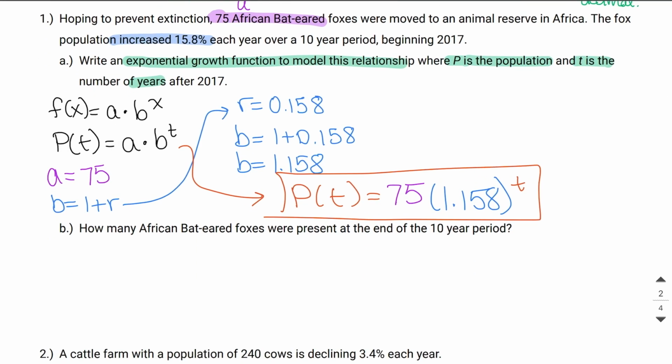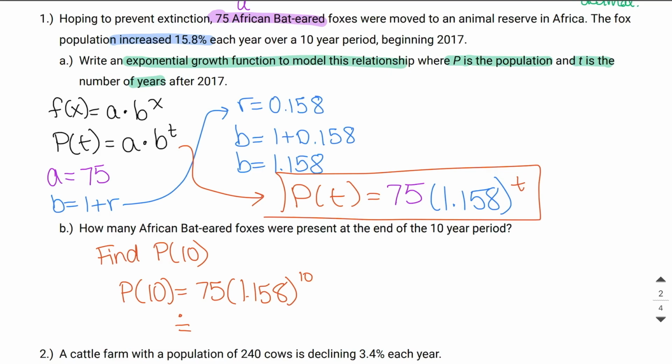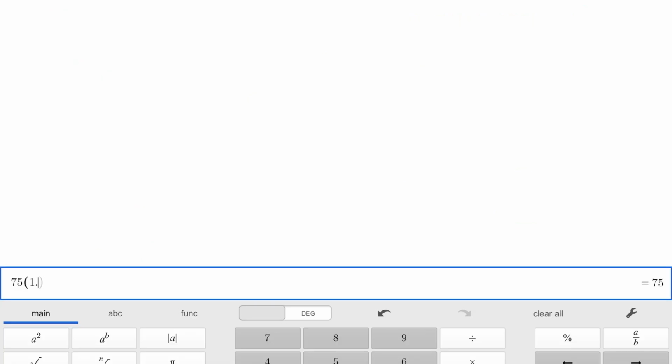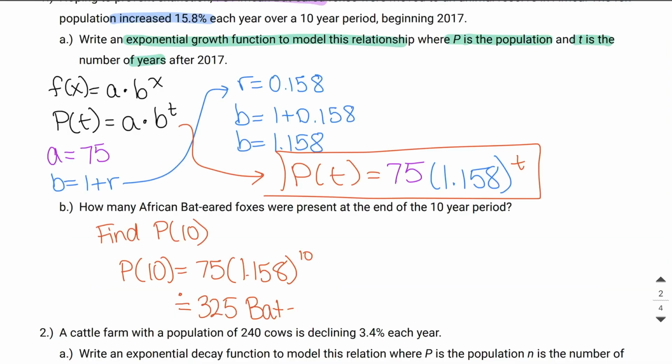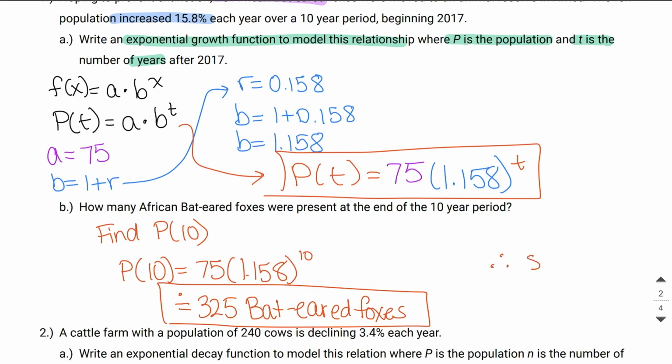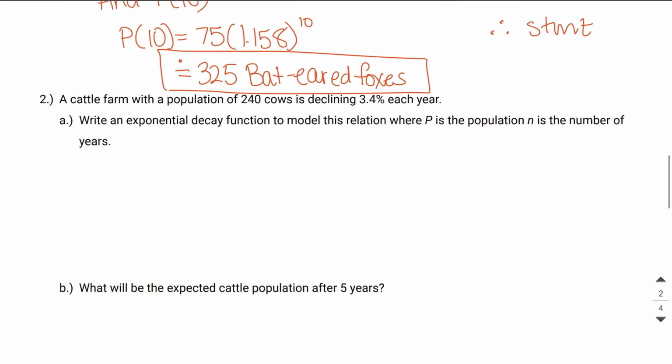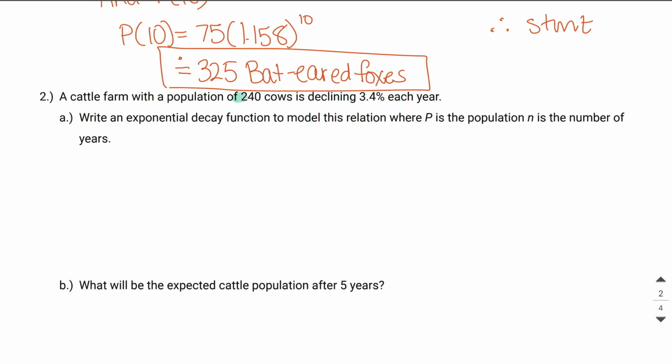Okay, then it says how many bat-eared foxes were present at the end of a 10-year period. So this is asking us to find P of 10. So to find P of 10, I'm just going to replace the t value with 10. So when I plug that into my calculator, we should get approximately 75 times 1.158, all raised to the power of 10. We get approximately 325 foxes. Okay, so then you'd write your therefore statement, which I'm not going to have us do because of time in the video, but make sure you always add your therefore statement.